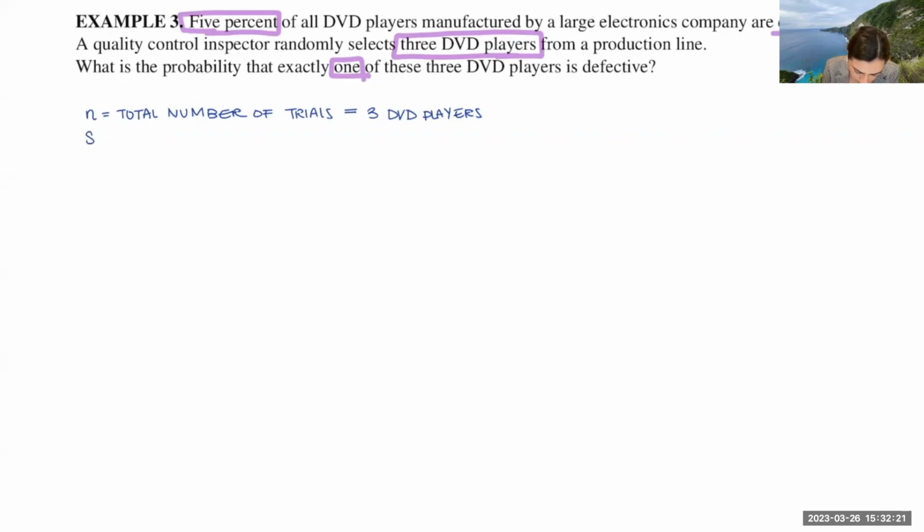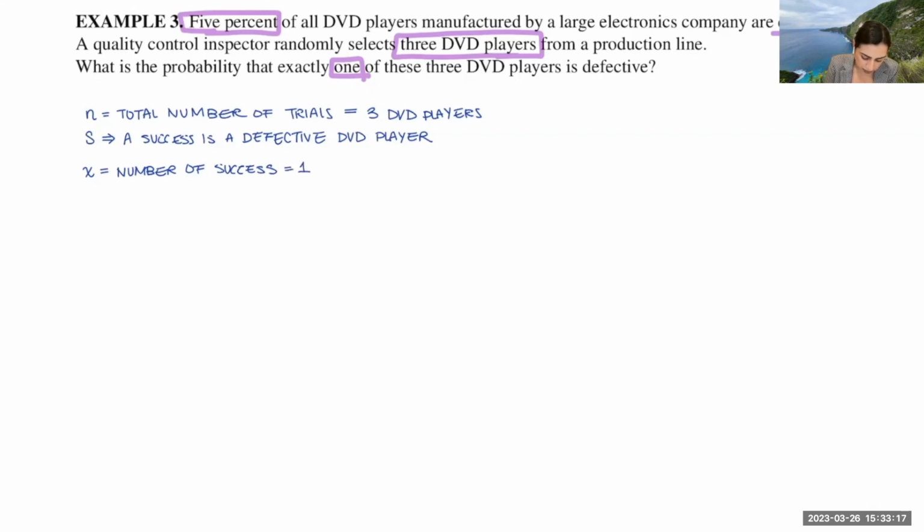So S here would be a defective DVD player in this case, because again, the question at the end is asking us about defectiveness. So a success is a defective DVD player. So X would be the number of successes, or the number of DVD players that we want to look for that are defective. And this is a 1.